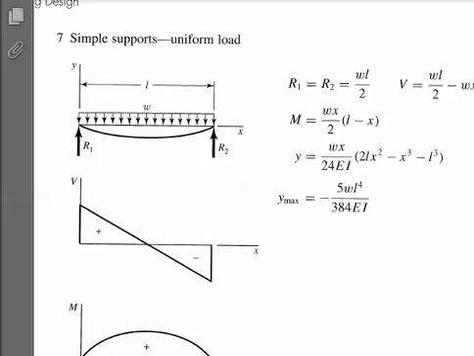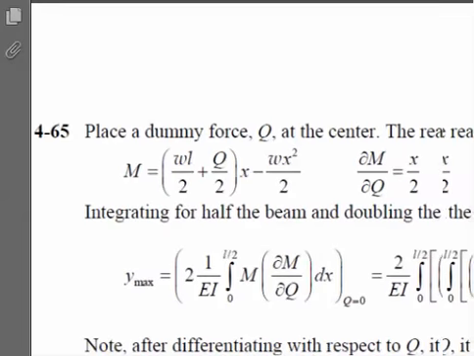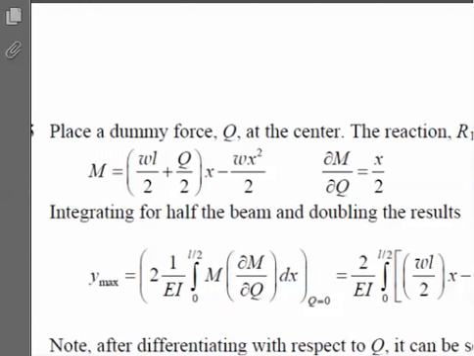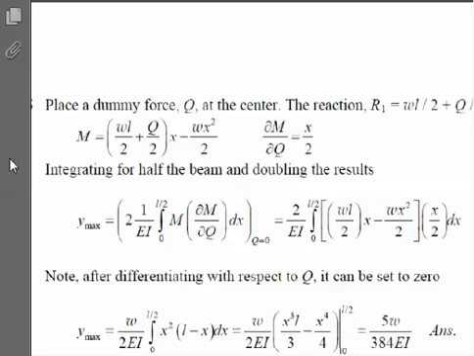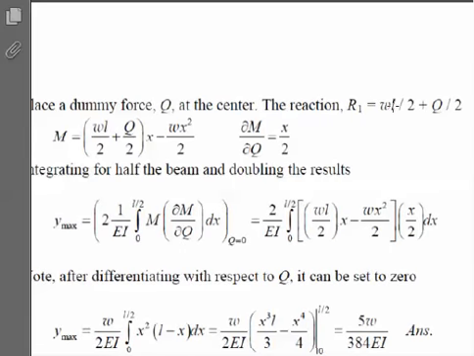So let's jump to the solution as presented in the solution manual. Should be right here. We'll do a little bit of scrolling, and I'm going to zoom out a little bit, to about 100%. So we're going to place a dummy load Q at the center. And so our static reaction is going to be WL over 2, where W times L is the total distributed load, plus Q over 2.